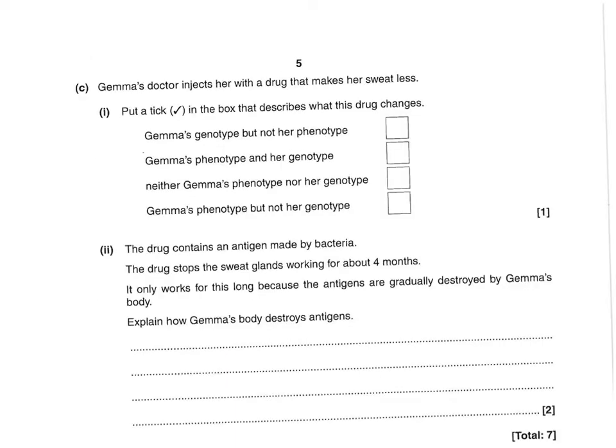Next question, Gemma's doctor injects her with a drug that makes her sweat less. Put a tick in the box that describes what this drug changes. So this changes Gemma's phenotype, but not her genotype. So that's the bottom one there. So that's for 1 mark.